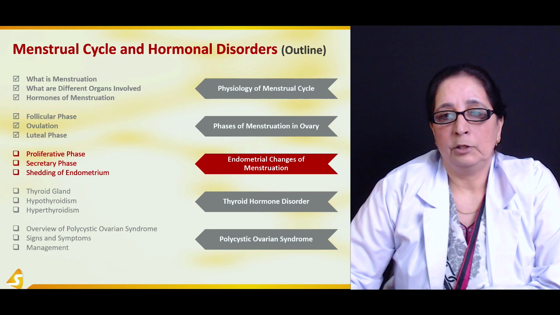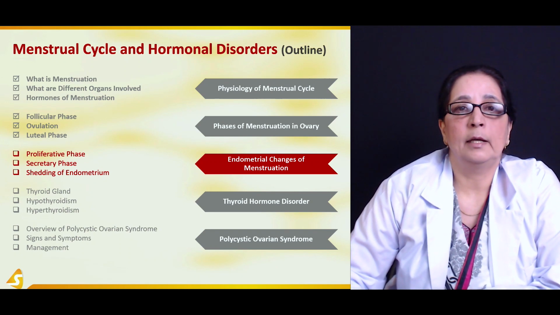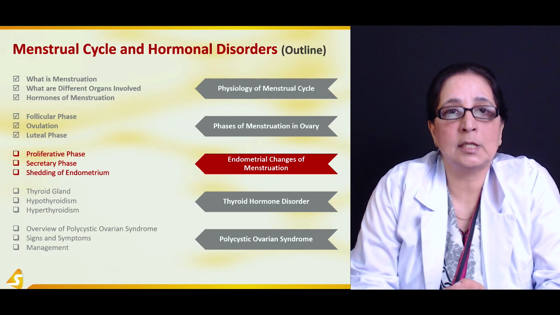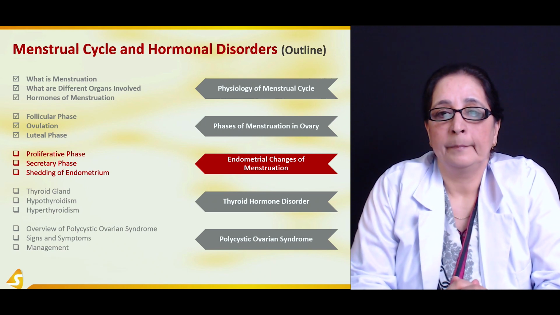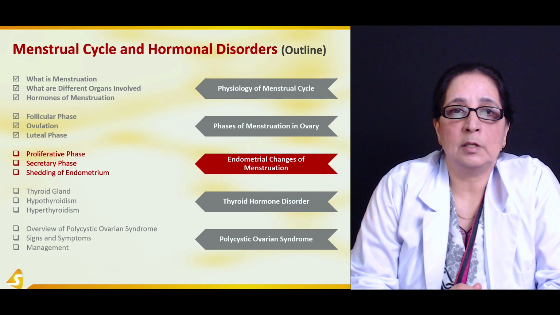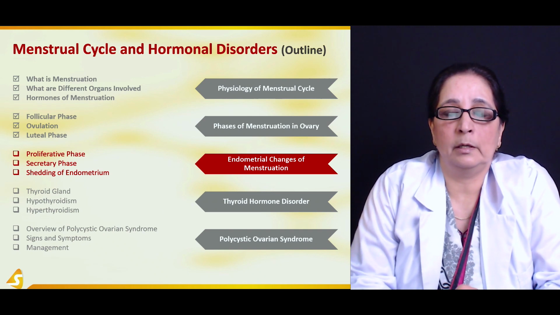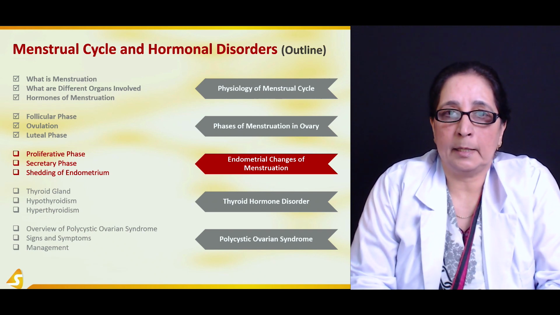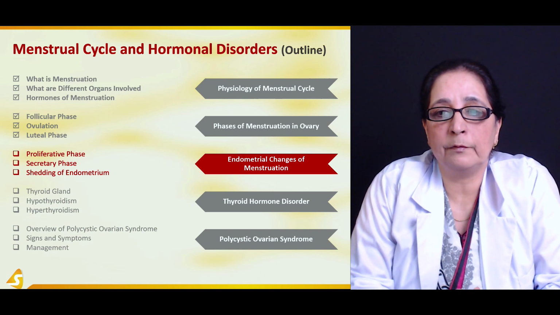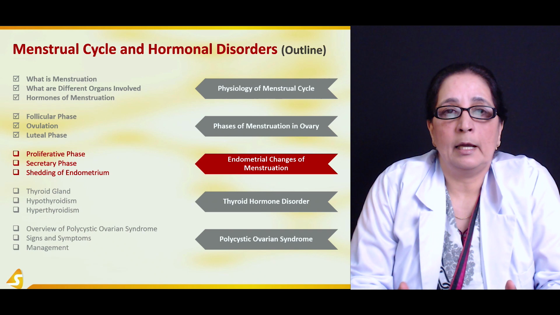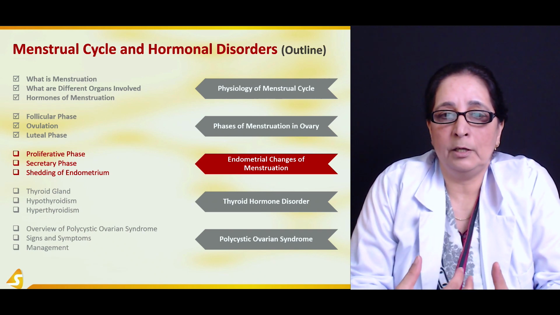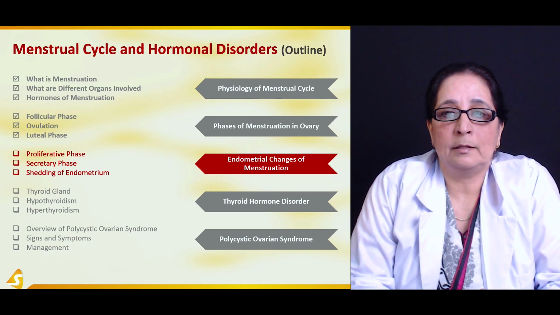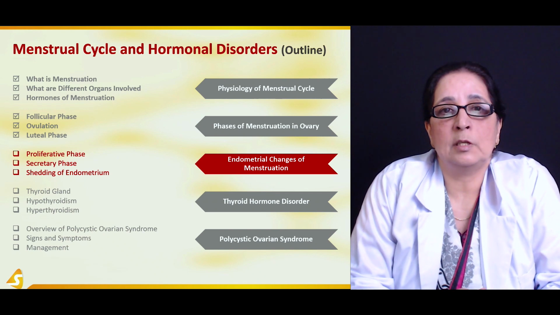In this section, we will talk about the changes which are occurring in the endometrium. Endometrium is the inner lining of the uterus. During the process of the menstrual cycle, this endometrium gets ready to receive the fertilized ovum if conception occurs. If conception doesn't occur, or if the ovum doesn't fertilize, then this endometrium, which is already very rich in secretions from the glands, is shed off and then menstruation starts.